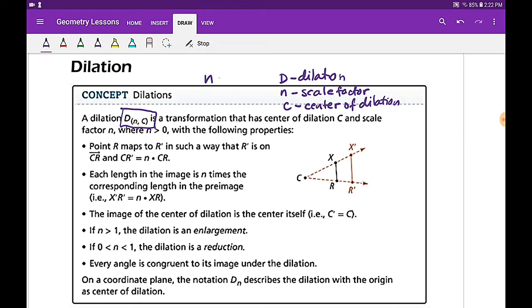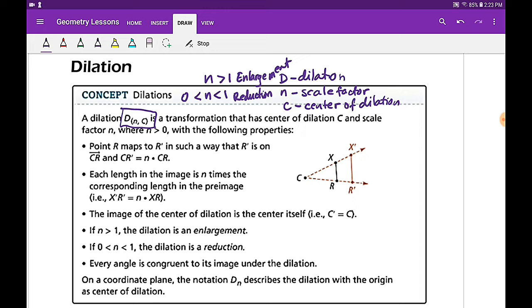When the value of n is greater than 1, the dilation is an enlargement. When n is less than 1, but it has to be greater than 0 for our purpose for this lesson, because you're just in high school, it is a reduction. Okay, so those are the concepts here. First, the notation tells you that D is the dilation, stands for transformation. Our transformation is dilation. n is the scale factor. C is the center of dilation.